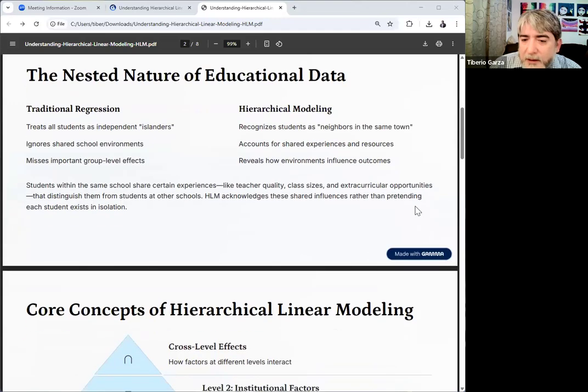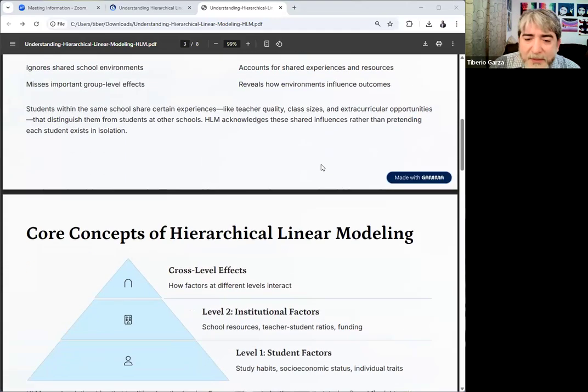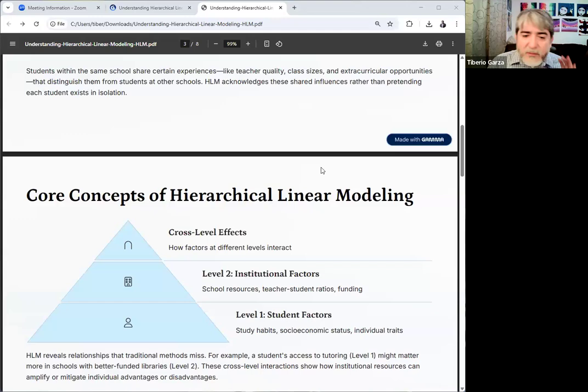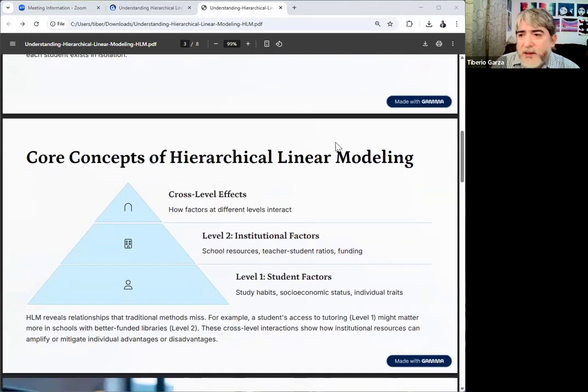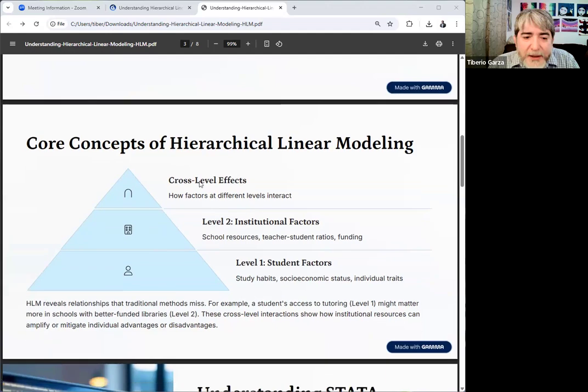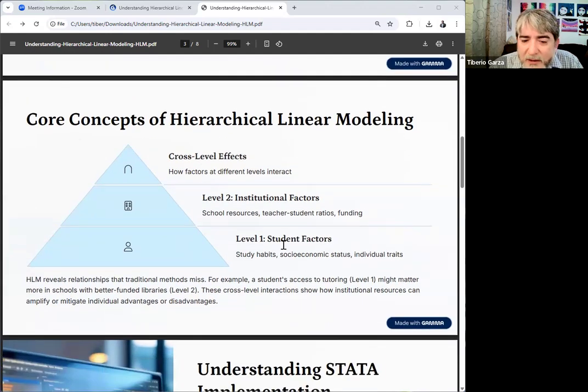And so again, I'll just be scrolling down. I made this PDF as a PowerPoint just to help with visuals, but I'll provide this as well as a script to help you learn more about HLM and know how to apply it, especially in Stata. So again, just visually, the core concepts of HLM.